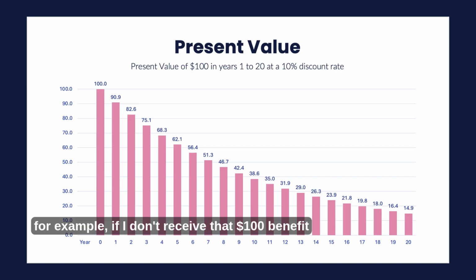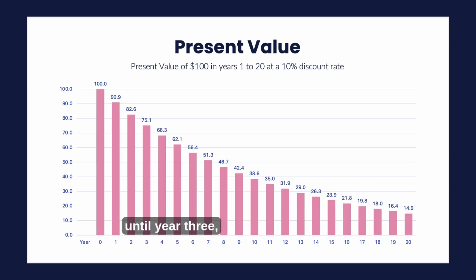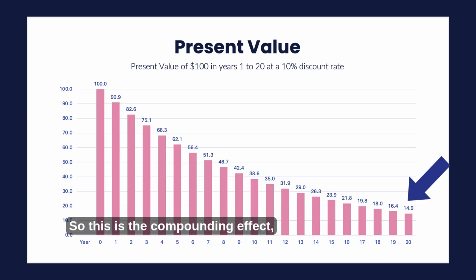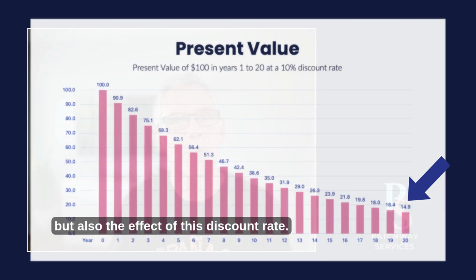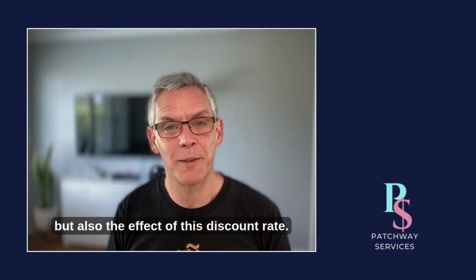So for example, if I don't receive that $100 benefit until year 3, then in today's money, that's only worth $75 for me, or $75.1. And we go all the way out to year 20. Well, now it's worth less than $15. It's $14.90. So this is the compounding effect, but also the effect of this discount rate.